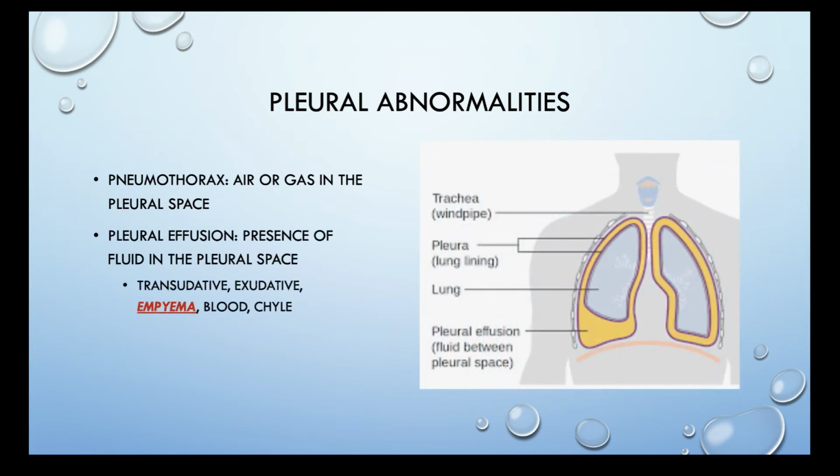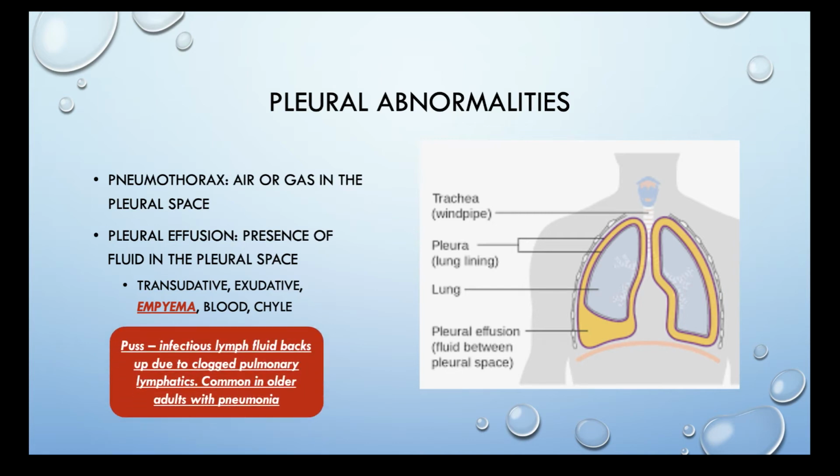And then we have pleural effusions. So it's not air, but it's the presence of fluid. There's different types of fluid. It can be transudative, which is like clear. It could be exudative. It can be an empyema, which is really disgusting. It's a bunch of pus in there, and it's actually pretty common with older people that get pneumonia, and we'll drain it off. It's gross. Anyway, you can also have blood in there, and chyle, which is like lymphatic drainage.